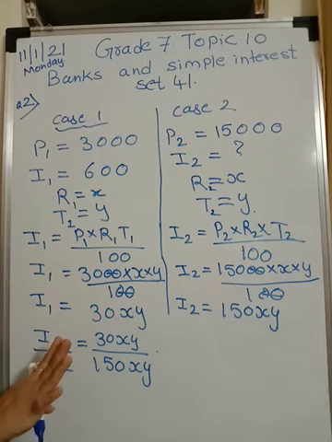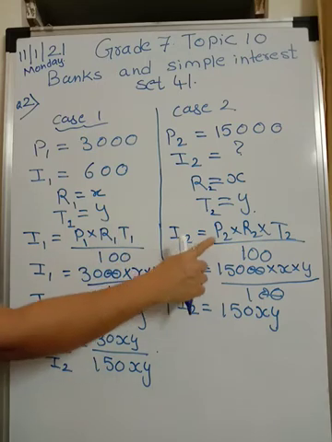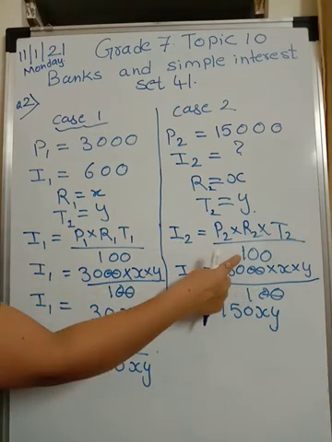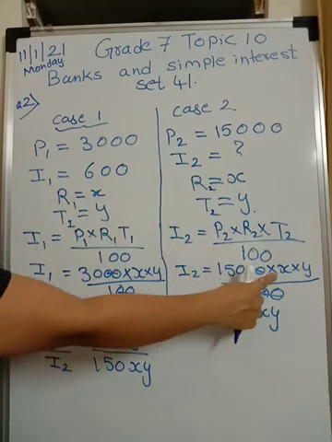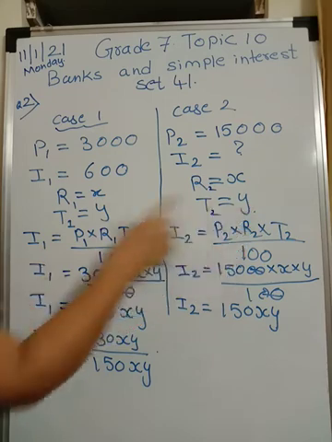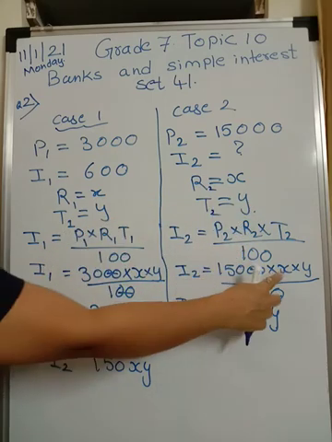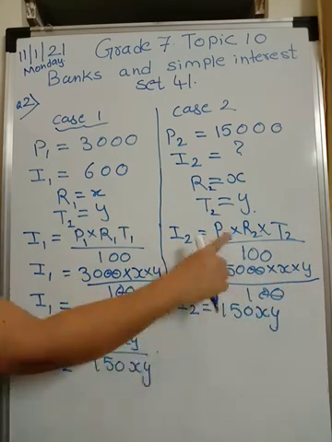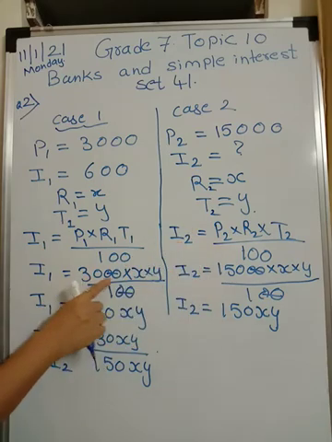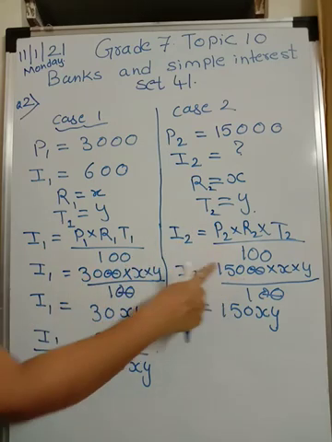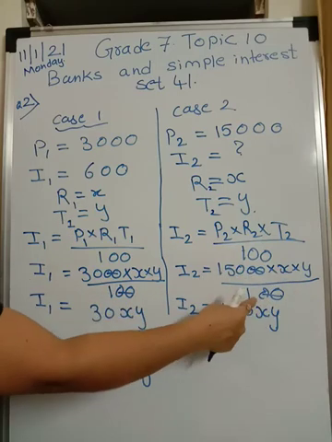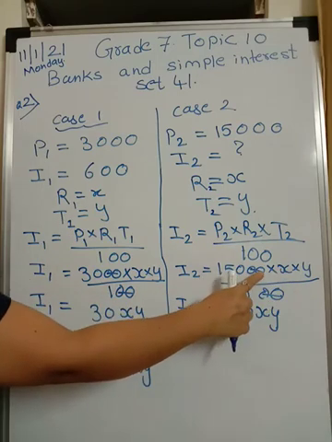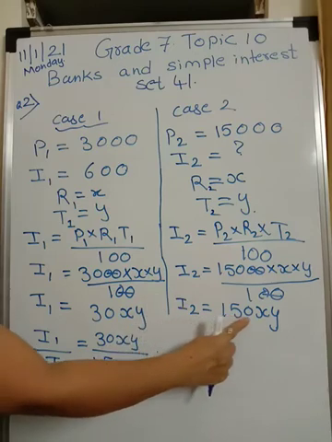Up till here clear? Now I2 is P2 into R2 into T2 upon 100. But here R1 and R2 are the same, so I have substituted X here. T1 and T2 are also the same, they said, so XY will remain the same. There is a change in principal value. Here it is 3000, here it is 15,000. I2 is equal to 15,000 into X into Y upon 100. Again two zeros will be cut and you will get I2 is equal to 150xy.